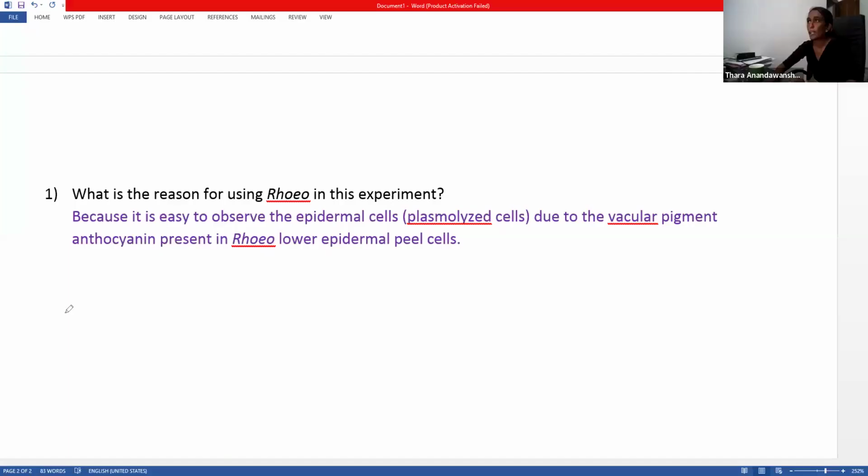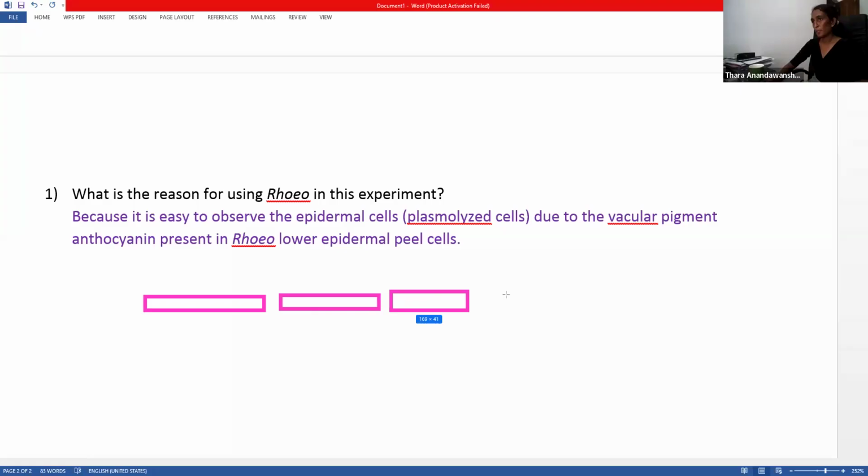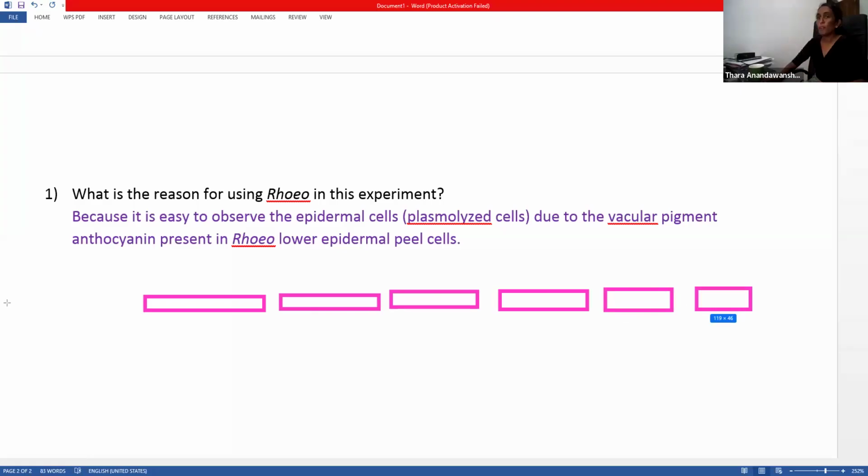Now we have 6 Petri dishes here. I think these are the Petri dishes: 1, 2, 3, 4, 5, 6 are there. So once you put a few pieces into each of the solutions, you are going to close the lid also.